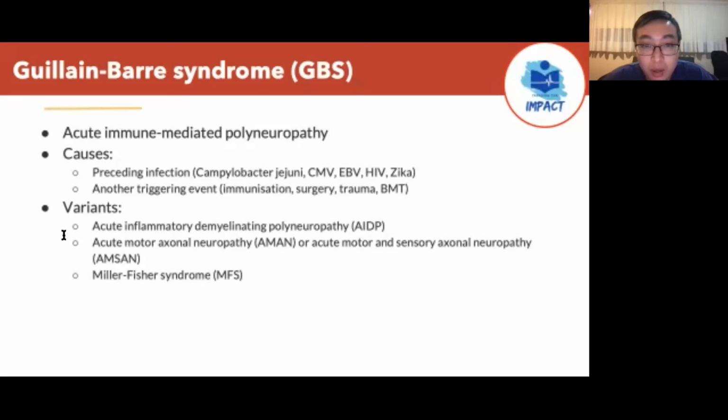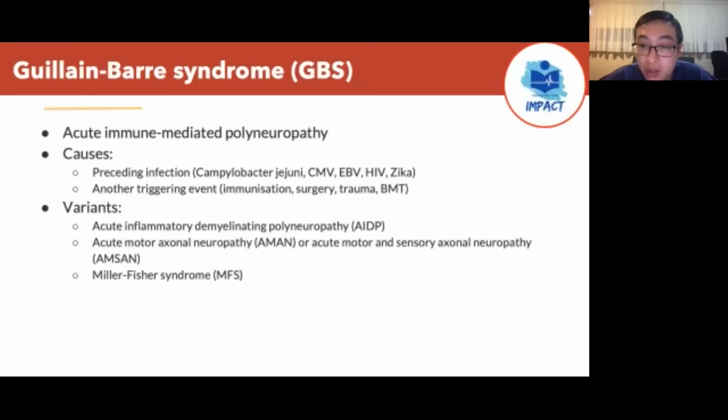So, it's usually triggered by infection. A small percentage of patients develop GBS after some other triggering event. And as I mentioned earlier, a hot topic at the moment is the potential association between COVID-19 vaccines and GBS. Before I talked about the relationship between Pfizer and myocarditis and pericarditis.